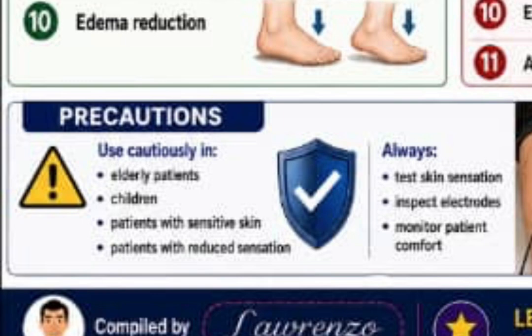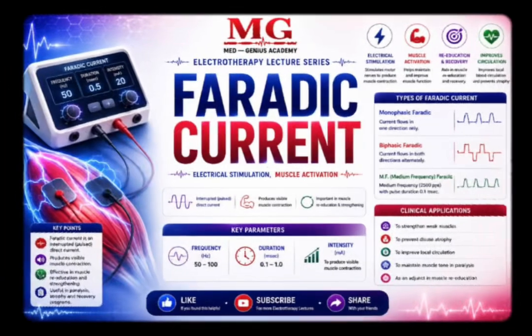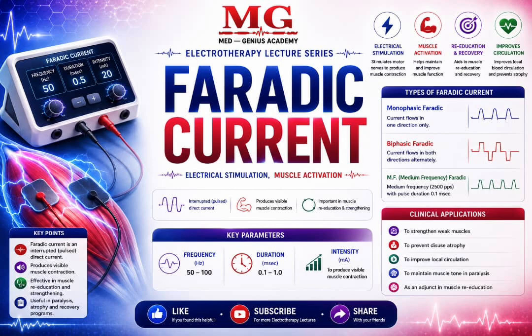You have to do a sensation test first, maybe using a pinprick sensation, or you want to use a deep sensation, just to make sure that the patient is feeling. Now you have to inspect the electrode very well. Make sure there's no wire that is exposed, which will cause electrocution to the patient, and you have to monitor the patient carefully. So I hope it all made sense to you and you have understood everything we have talked about regarding the Faradic current.